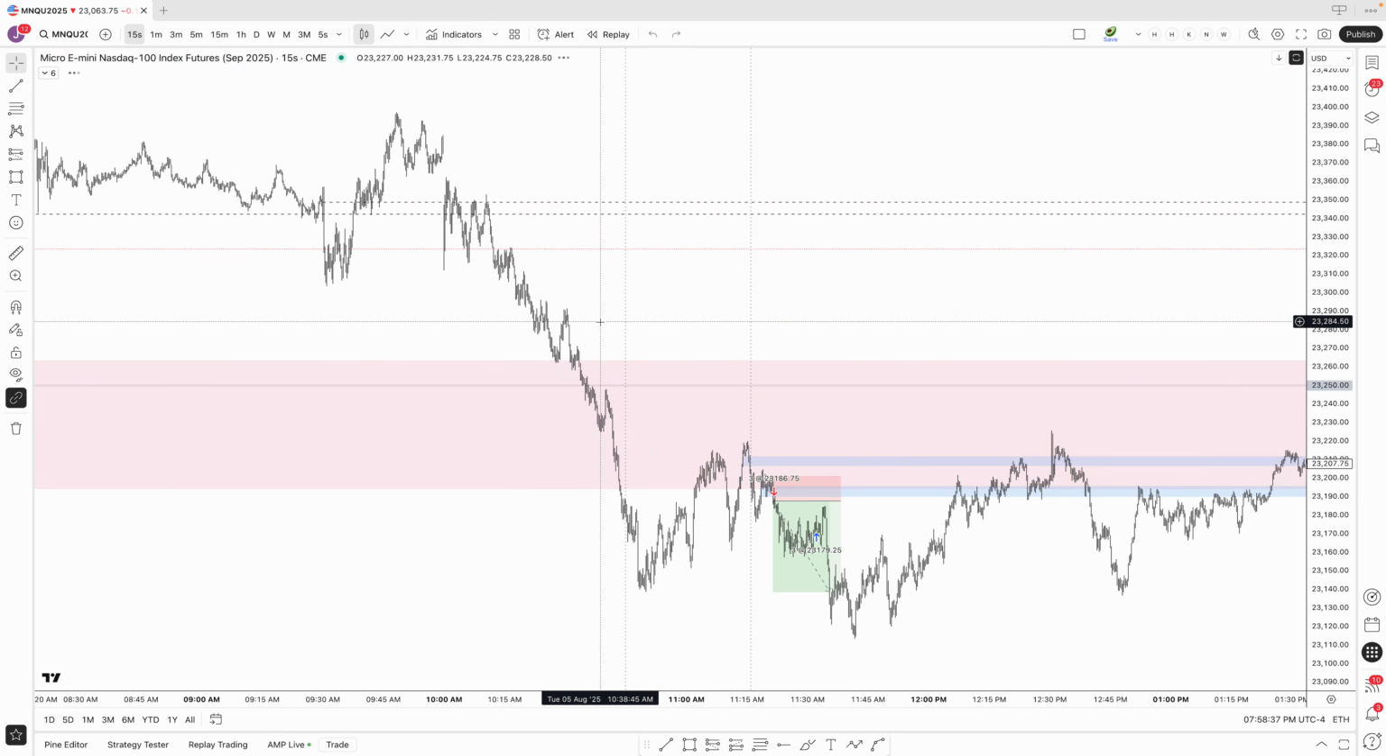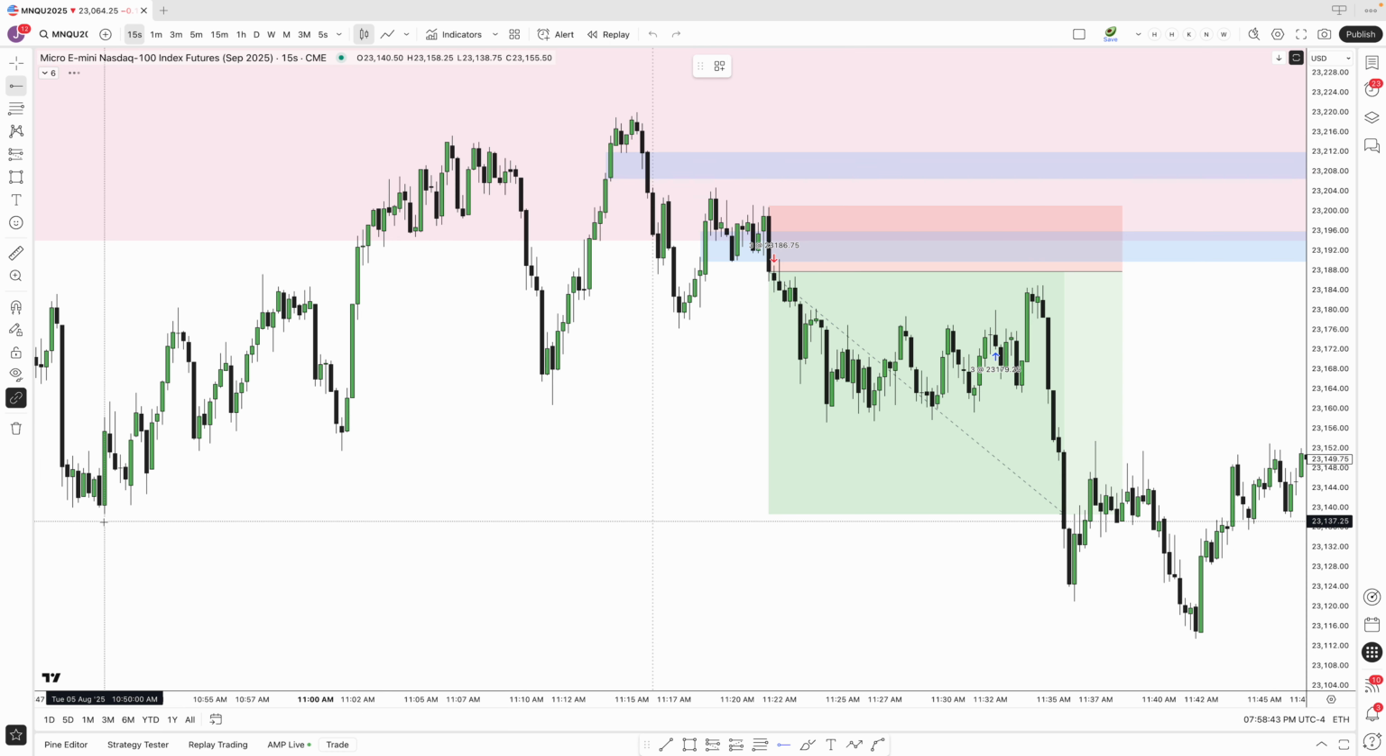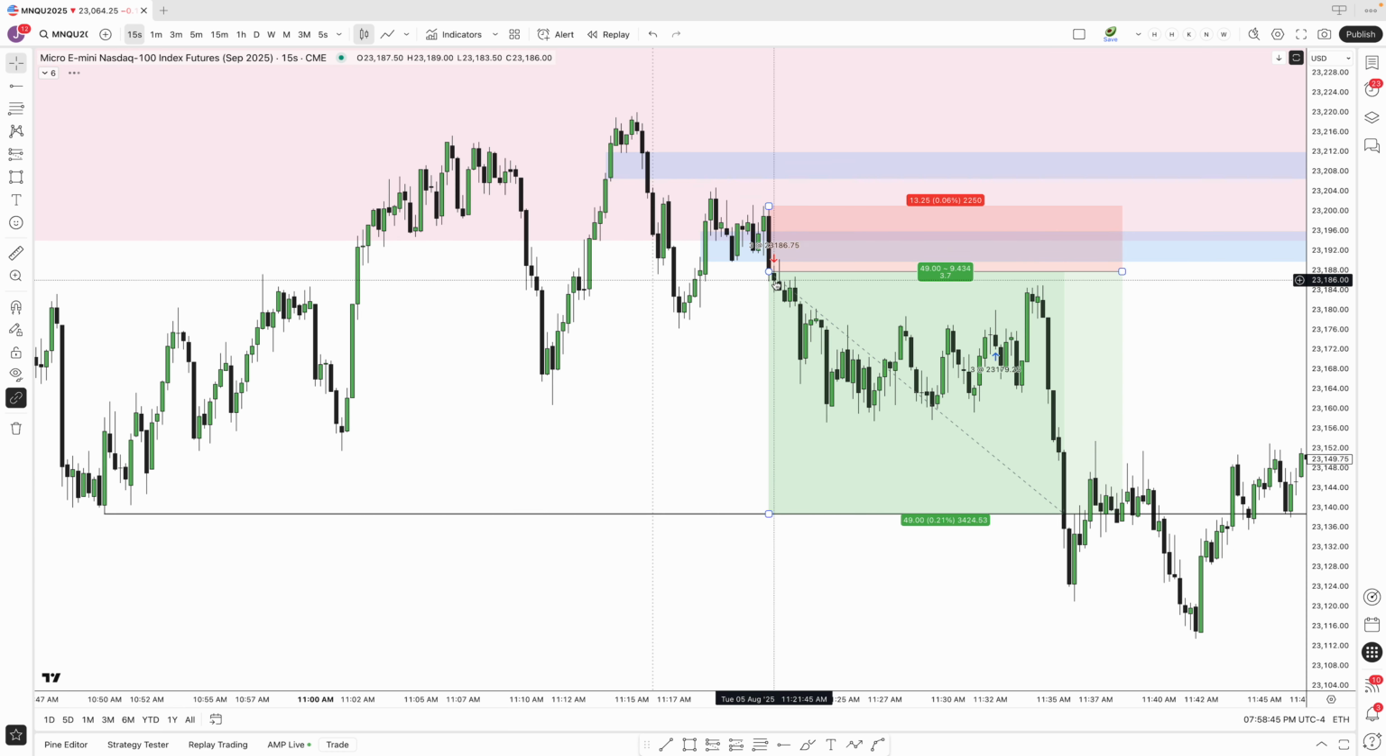So the executions are here. Okay, remember this is the target. So I entered on this candle once we change the state of delivery there. You can also view this on the 15-second. It looks just as good. And then we go down. We have SMT between these two candles.